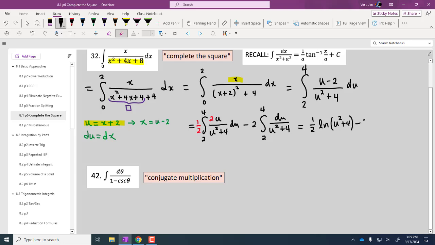Minus 2. And then let's remember for arctangent, we see that a is 2. So we're going to have a 1 over a out in front. So that's a 1 over 2 out in front. So it's going to be a division by 2 out in front. And then it's going to be arctangent of u over a, so that's arctangent of u divided by 2. And then all of this is being evaluated on the interval 2 to 4. And I have the wrong letter there. It should be a u, not an x.